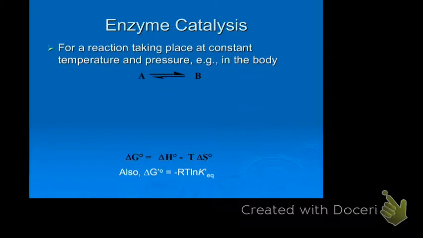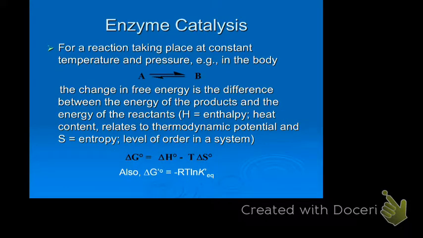This should just be a review. Anytime you have a reaction taking place at constant temperature and pressure, which is usually what we're talking about in the body, due to homeostasis we're very limited to the temperature and the pressure controls. So then you can calculate the free energy as delta G is equal to delta H minus T delta S, which we've already covered earlier this semester.